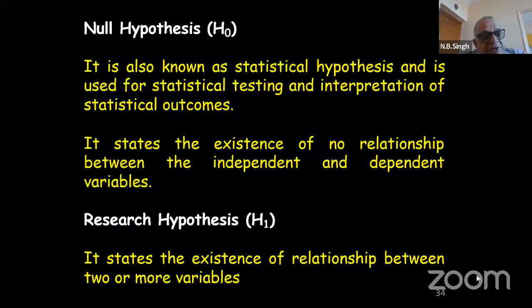Null hypothesis. It is very important. It is also known as statistical hypothesis and is used for statistical testing and interpretation of statistical outcomes. It states the existence of no relationship between the independent and dependent variable. Research hypothesis H1, that is alternative to the null hypothesis, states the existence of relationship between two or more variables.